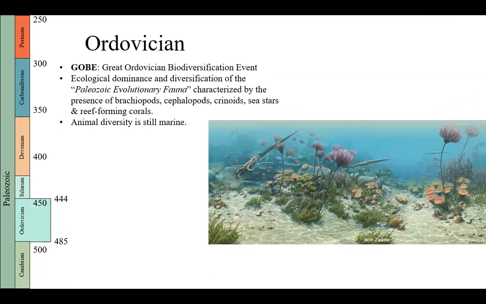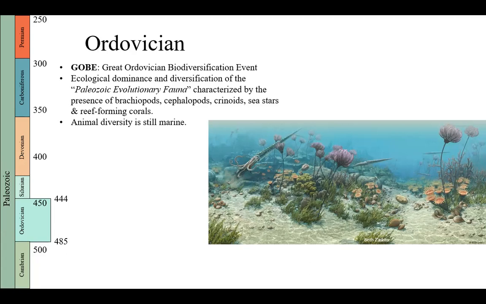Next period is the Ordovician. You guys just saw the Ordovician on that chart of biodiversity and the curve goes like this. So the Ordovician is famous for this event called the GOBE, which is a really great acronym, the Great Ordovician Biodiversification Event. And this is where that Paleozoic evolutionary fauna takes over. So that's these hard shell things, brachiopods, they look kind of like clams. Crinoids are these big flower looking things that are related to sea stars, cephalopods, that's octopus and squid, things like that. A lot of reef-forming corals in the Ordovician.